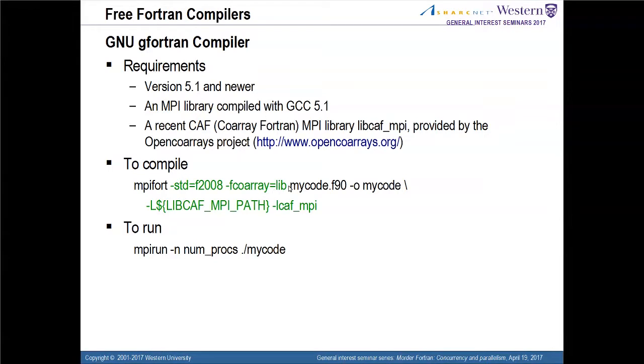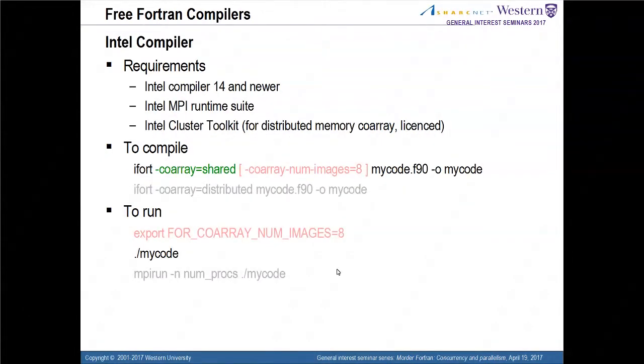These are mandatory. Okay, and to run the Fortran program with the Coarray objects, you will run in MPI mode. You run MPI with a number of processes and compile the code. Or you can use an Intel compiler.